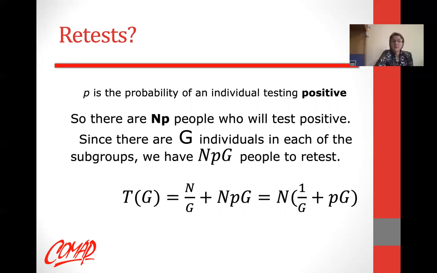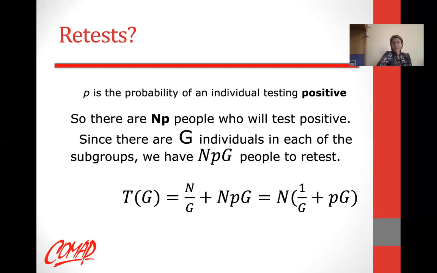And if we look at this, it's rather interesting. It's still our rational function, and again, a great application of rational functions: N over G, plus this NPG, which is the total number of people in the population times the probability of testing positive. That's our expected number of people testing positive, times the group size. And that's the idea that we go back and test everybody individually.